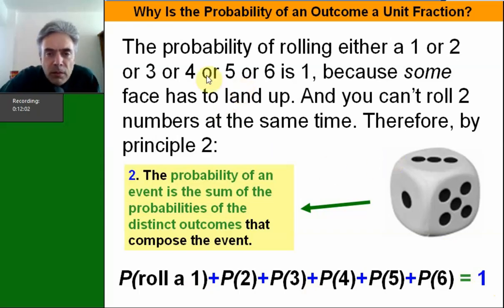So this is a little bit wrong, right? The probability of rolling either, no, this is okay, yeah? So it's going to be one of them, right? Either 1 or 2, 3, 4, 5, or 6 is going to be 1, right? So one of them is going to show up.